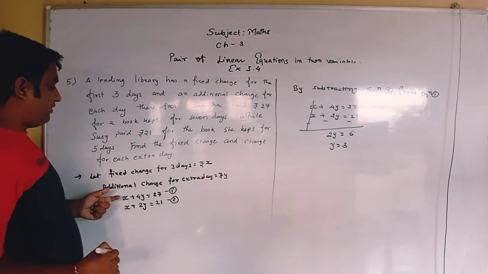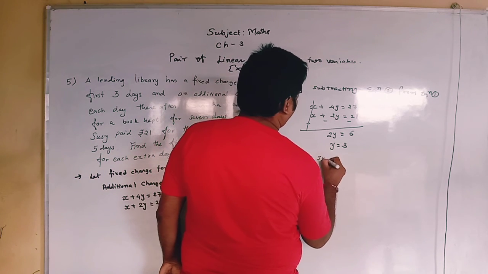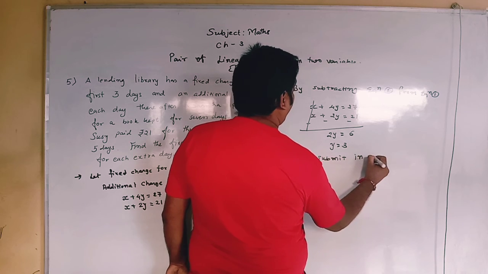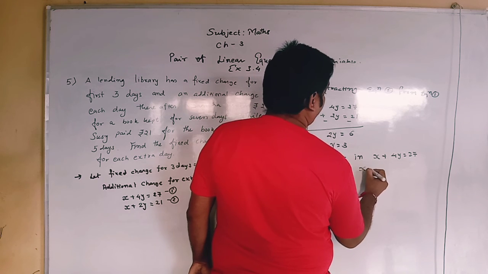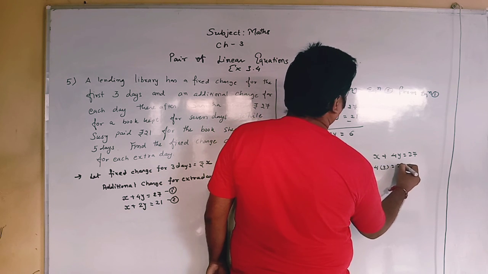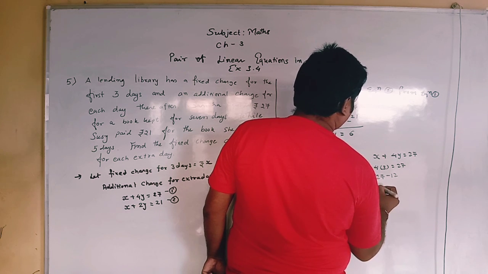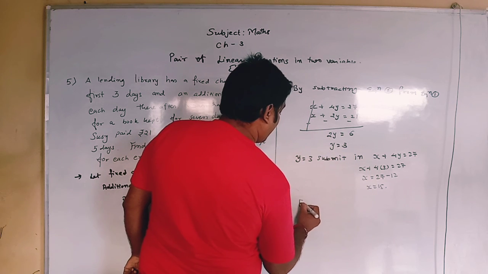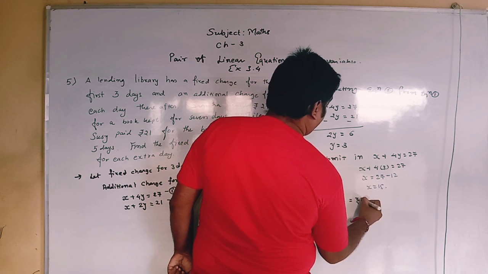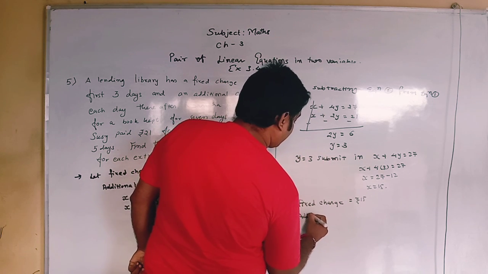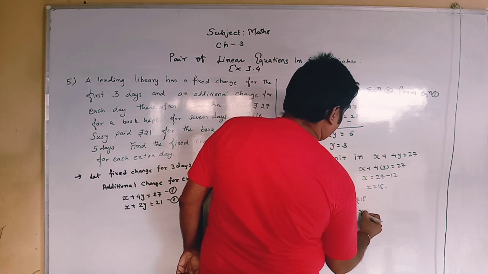So y equals 3. We select any of the equations and substitute, so y equals 3 substituting in x + 4y = 27. So x + 4 into 3 equals 27. So x equals 27 minus 12. So x equals 15. And so the fixed charge equals rupees 15 and the additional charge equals rupees 3.